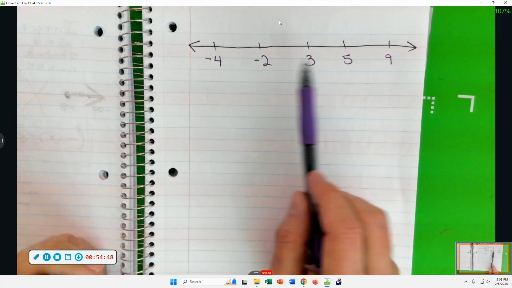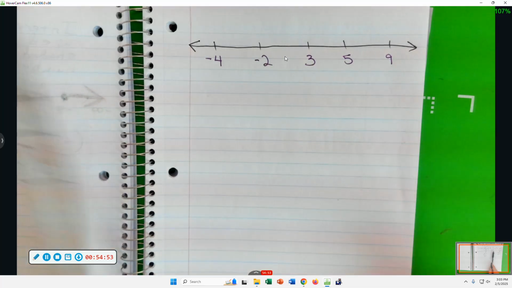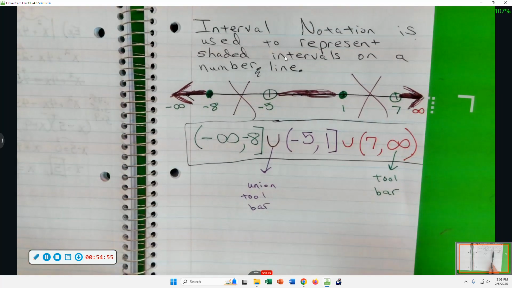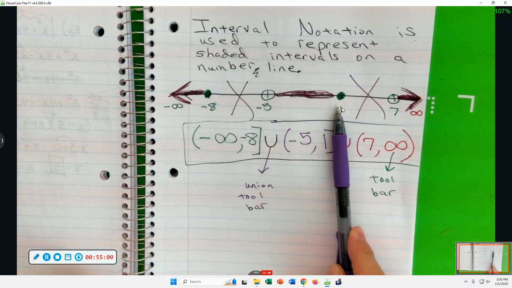That's going to be important. Zero will always be between negative and positive. Like over here, where was zero? Right there, between -5 and 1.